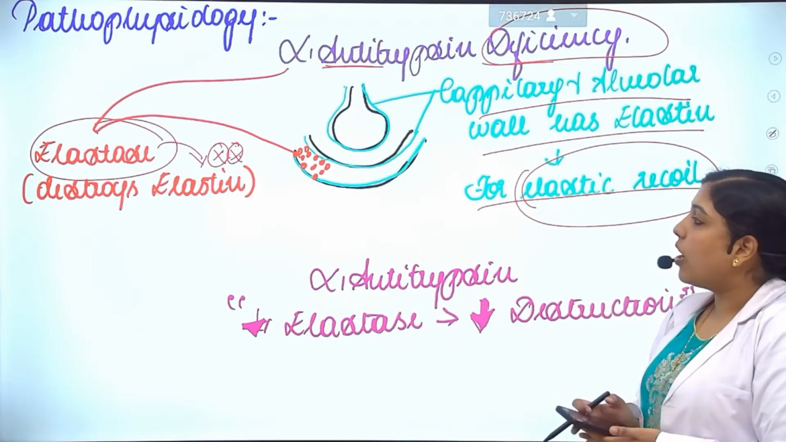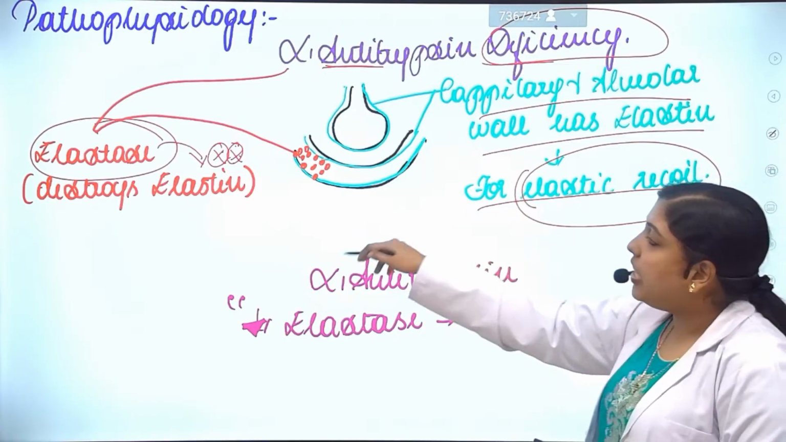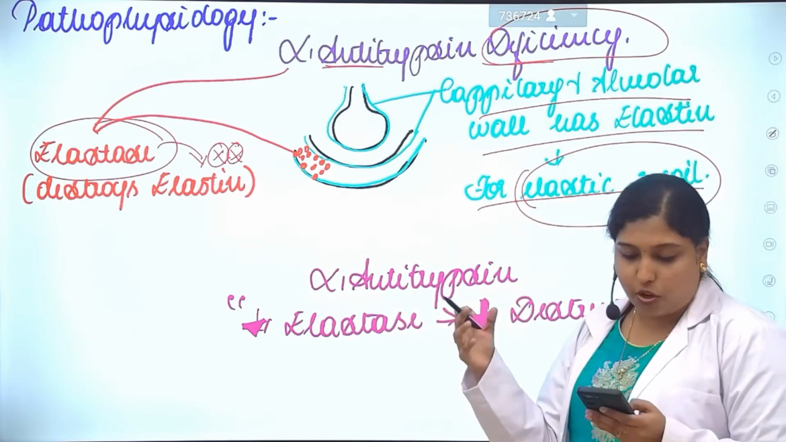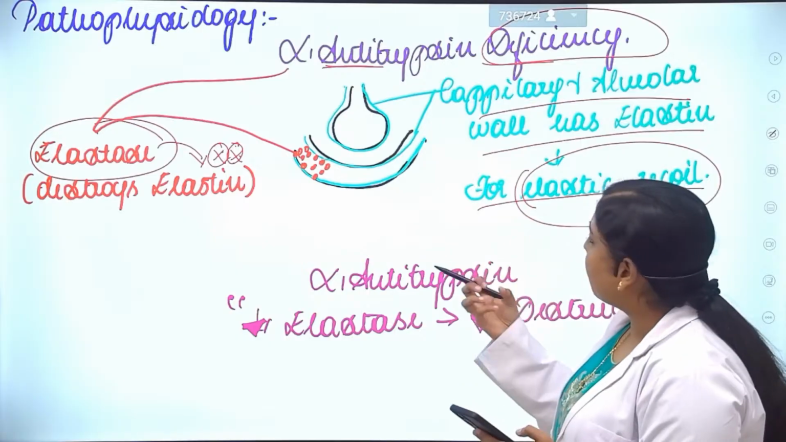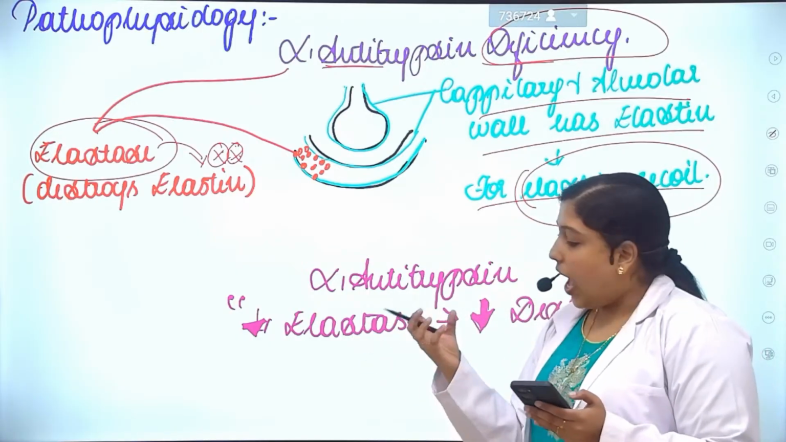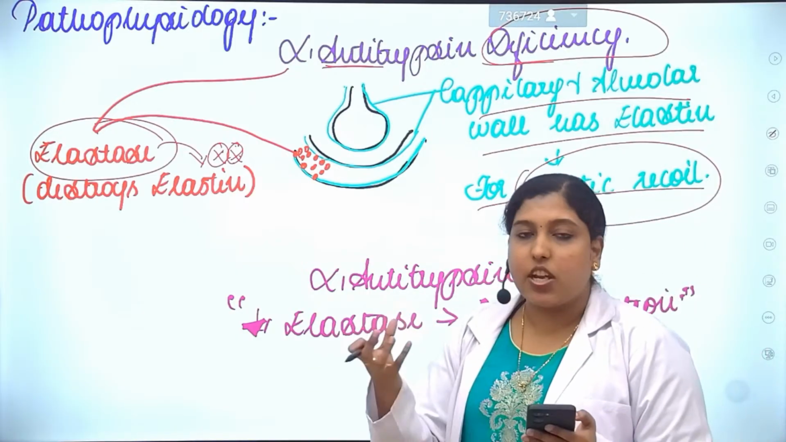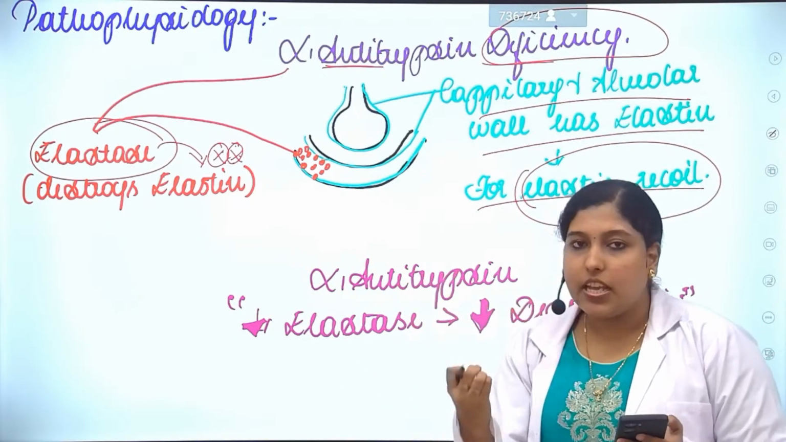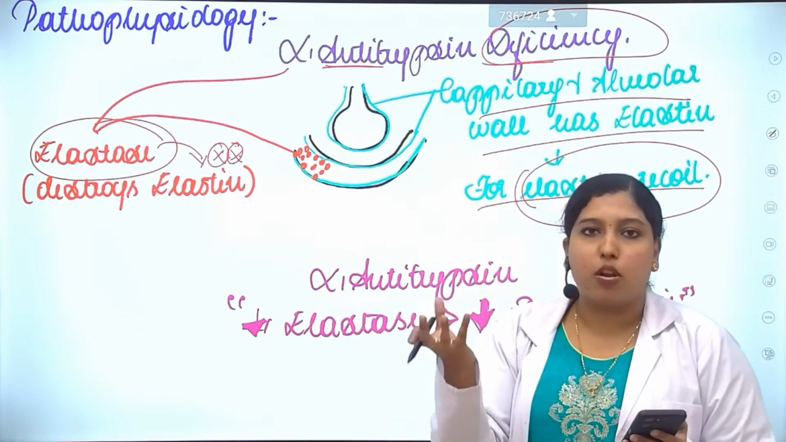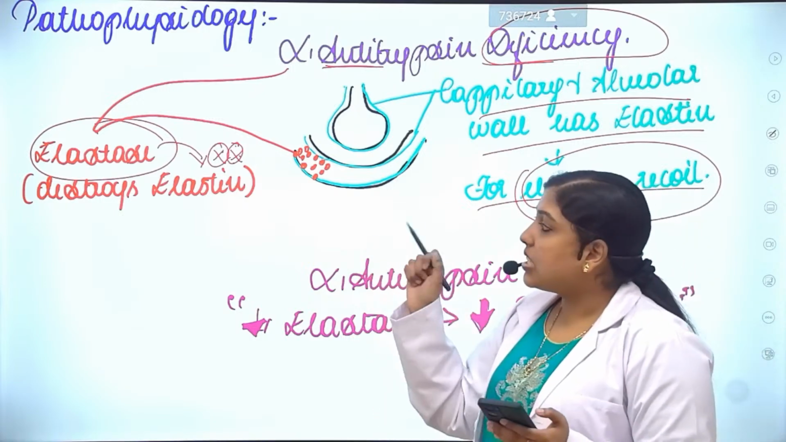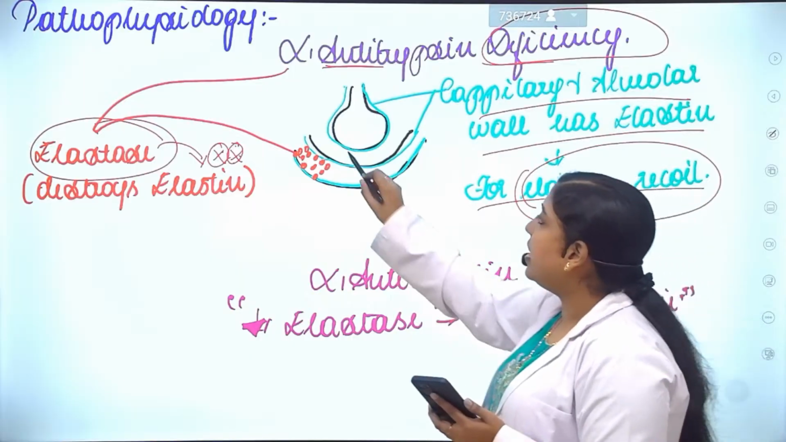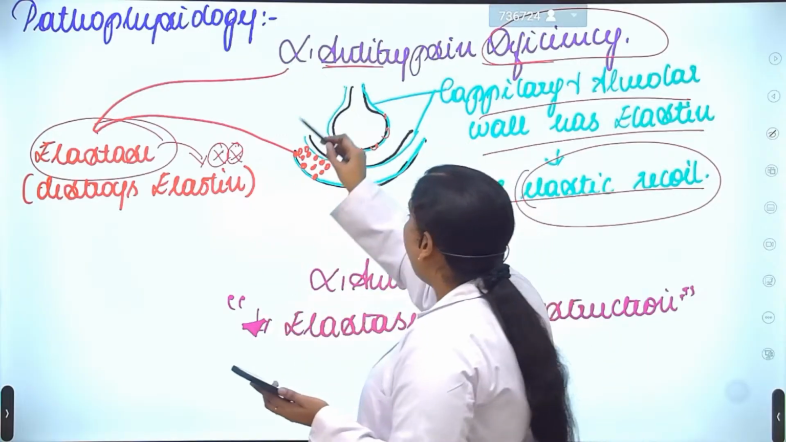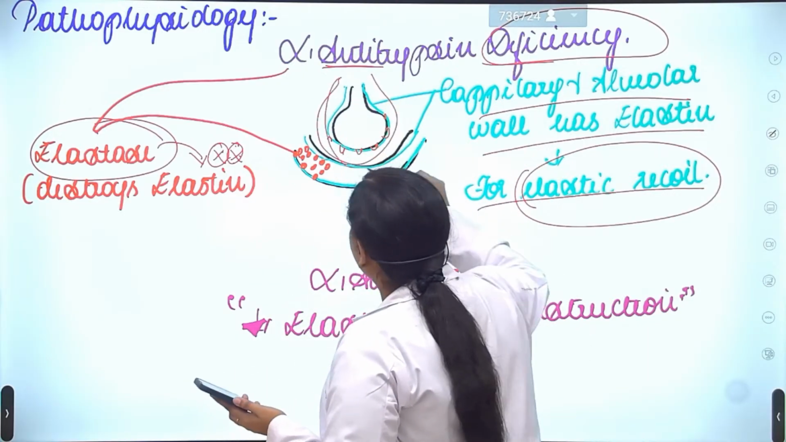Because of this deficiency, this elastase is freely damaging the elastin, so the recoil and stiffness of the alveoli are not maintained. The alveoli always maintain an elastic recoiling capacity, which helps in taking the air inside and leaving it out with a good amount of pressure. If the elastic fiber surrounding the alveoli is damaged, what will happen? It loses its elastic recoil and becomes bigger and overinflated.